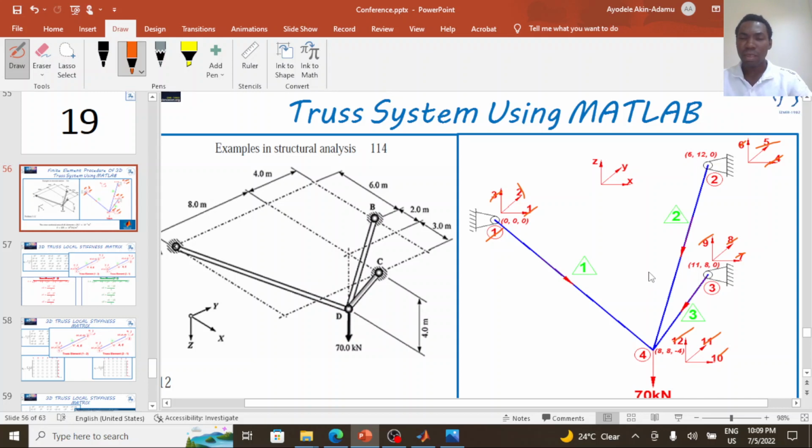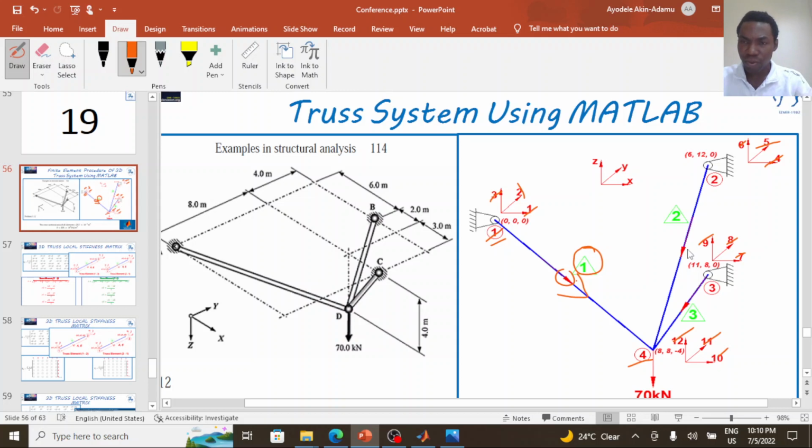So once we have done this, we also need to define the direction of each of our elements. Defining direction indicates the start node and the end node of each element. For element 1, I indicated the direction in this direction. You can see this arrow here pointing from node 1 to node 4. So because the arrow is pointing from node 1 to node 4, it means node 1 for my element 1 is my start node, while node 4 is my end node.